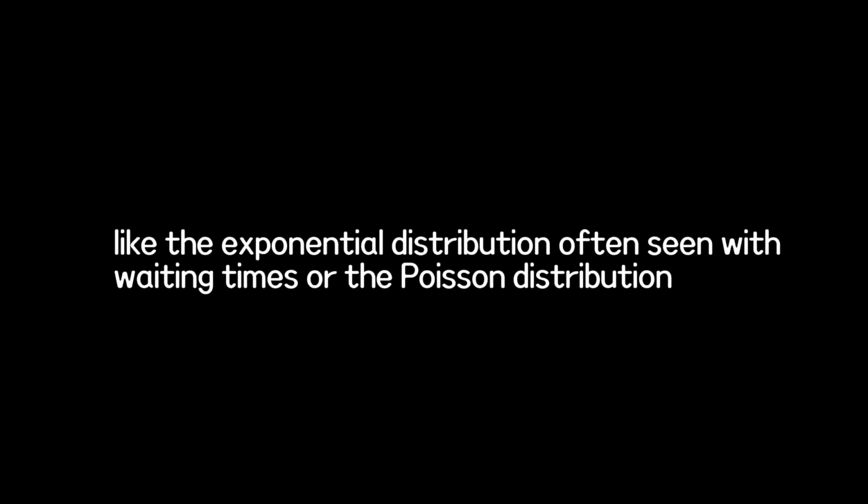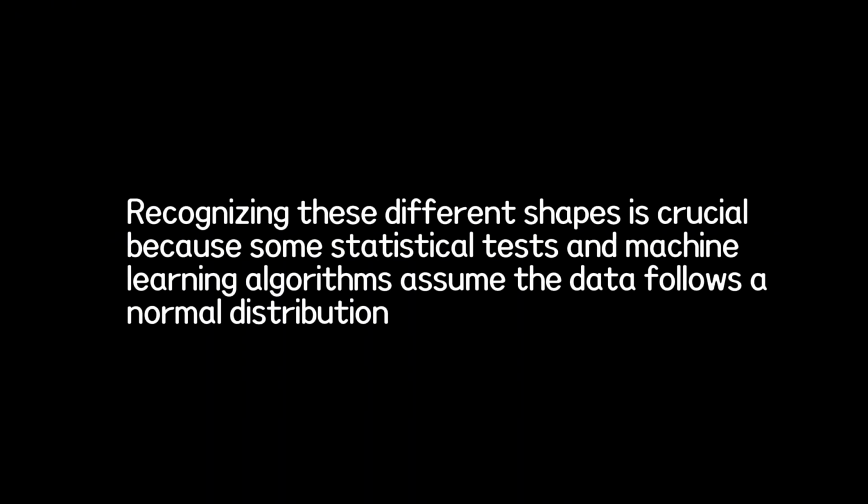Absolutely. And we talked about the normal distribution, but the materials also mentioned non-Gaussian distributions. Why are those important, especially when we're dealing with machine learning? Well, the normal distribution, that bell curve, it's common, but it's not the only shape data can take. There are lots of other distributions out there, like the exponential distribution, often seen with waiting times, or the Poisson distribution, which is good for counting rare events. Recognizing these different shapes is crucial because some statistical tests and machine learning algorithms assume the data follows a normal distribution. Okay, so we need to make sure we're using the right tools for the right data. Exactly. And that's where a strong statistical foundation comes in, knowing which tools work best for different types of data.